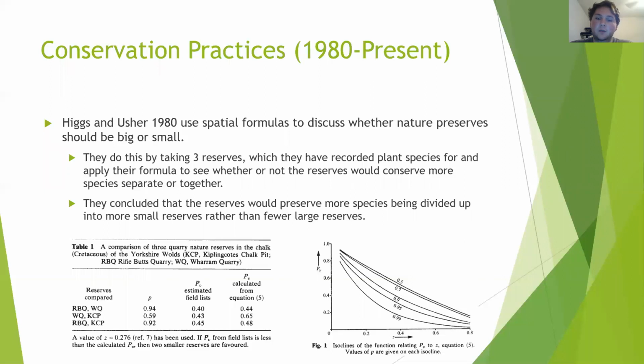And it comes down to the P versus Z value. So for instance, if you have a P value of 0.4, your Z has to be about 0.3 in order to justify using multiple sites rather than using one large site. And so he compared this to actual quarry reserves and found that all of them would work better as multiple reserves rather than the large reserves that they were, but mostly that some of them would work better than others as well.